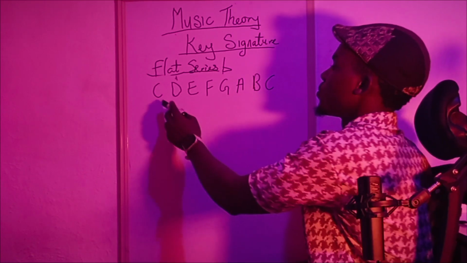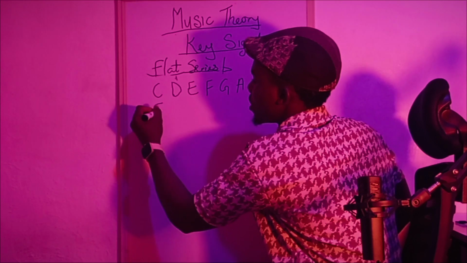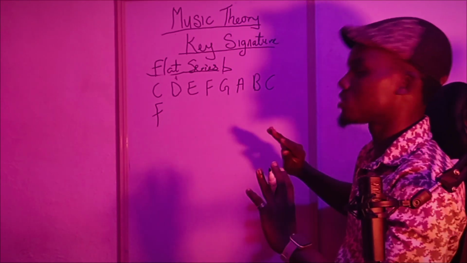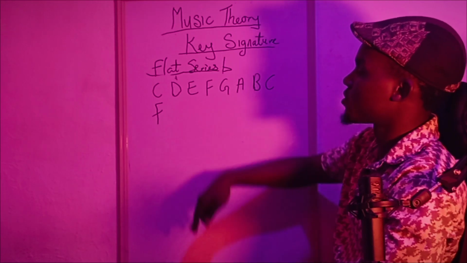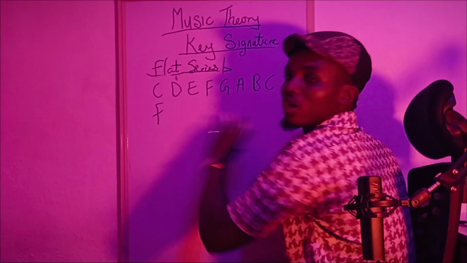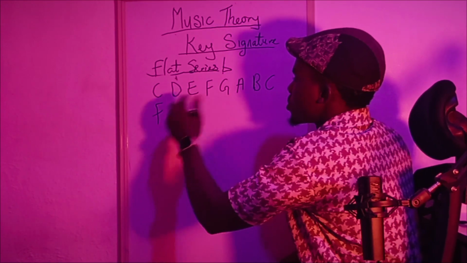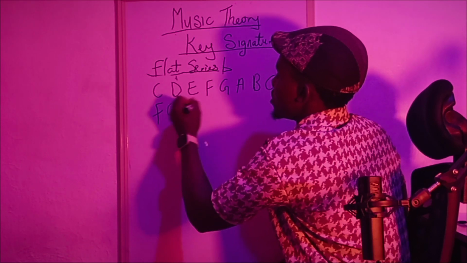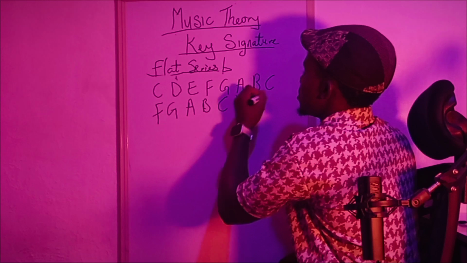So let's look at something now. We have 1, 2, 3, 4. So the first key of flat series will be F. I'm using C because C has no flat or sharp. C is just a natural key. So we have F. Represent all your family first before you add the one that needs flat. So we have F, G, A, B, C, D, E, F.